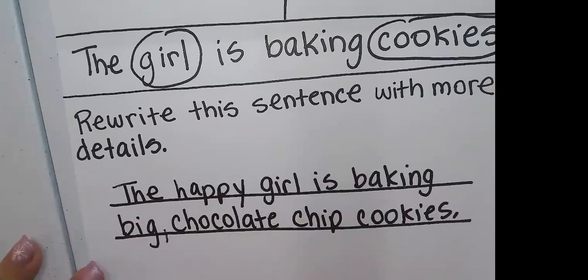Why don't you read my sentence with me all together? Go. The happy girl is baking big chocolate chip cookies. Why don't you read it out loud and just follow my finger?